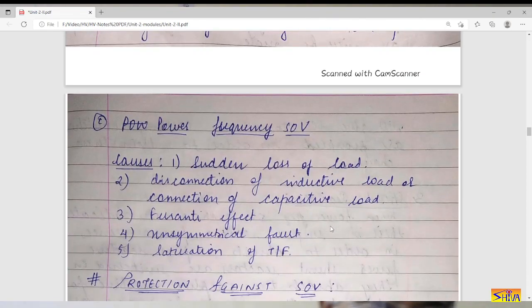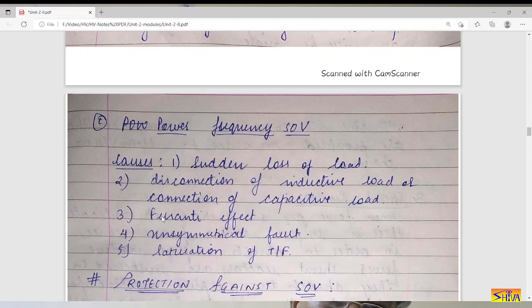Then next is power frequency switching over voltages. The causes are sudden loss of load. So obviously when load is released or lost, voltage will increase. Second is disconnection of inductive load or connection of capacitive load. So when inductive load is disconnected, again the voltage of power frequency will increase, and if we are connecting the capacitive load or simply a capacitor, then it will inject the reactive power. As a result, the voltage will increase.